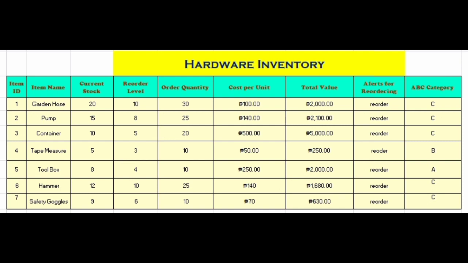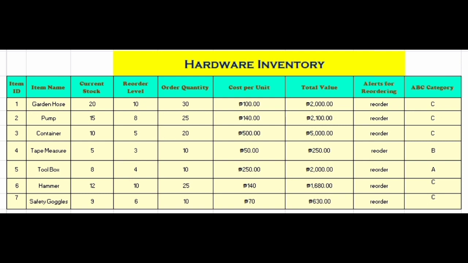Next is the reorder level. This is the minimum quantity at which we trigger the need to reorder more units. Alerts for reordering are triggered when the current stock falls below the reorder level. It indicates that it's time to initiate the ordering process to prevent stock out. For example, all items that were listed except the toolbox have reached their reorder levels.